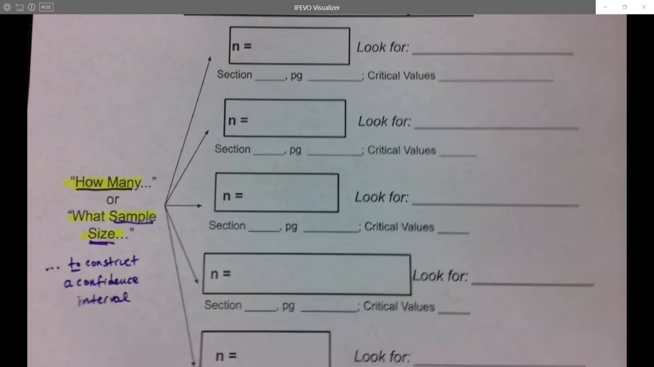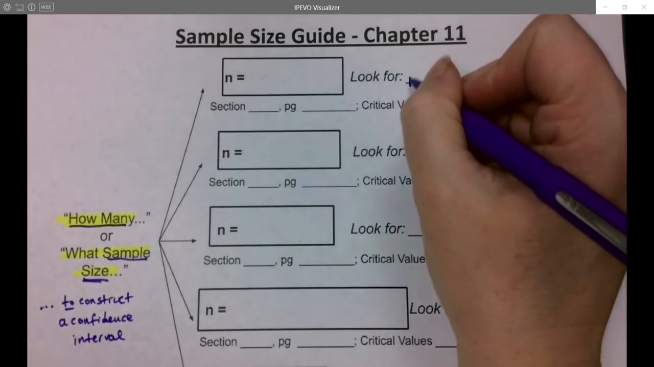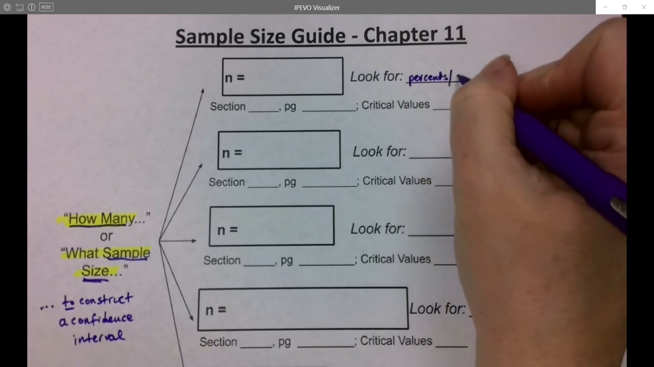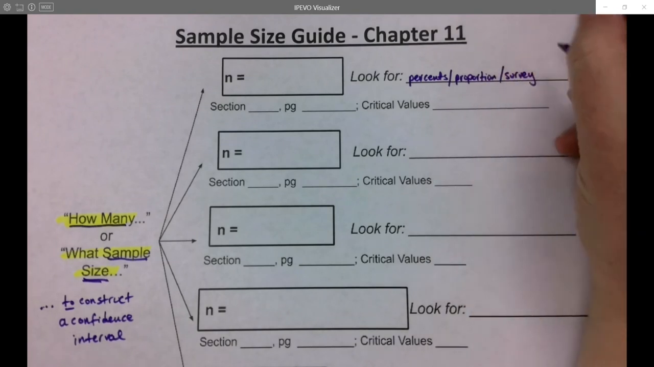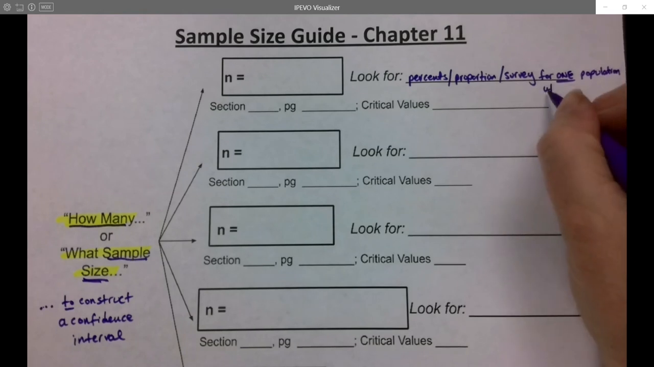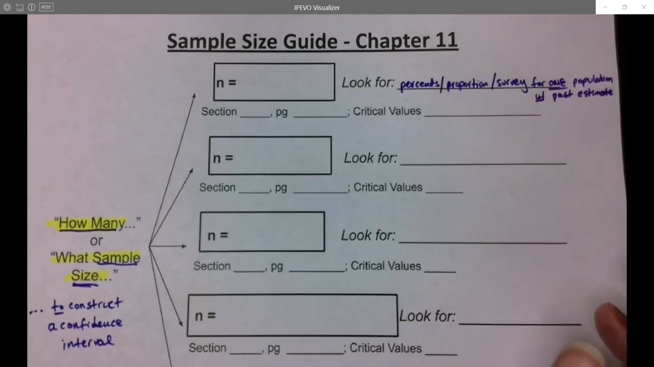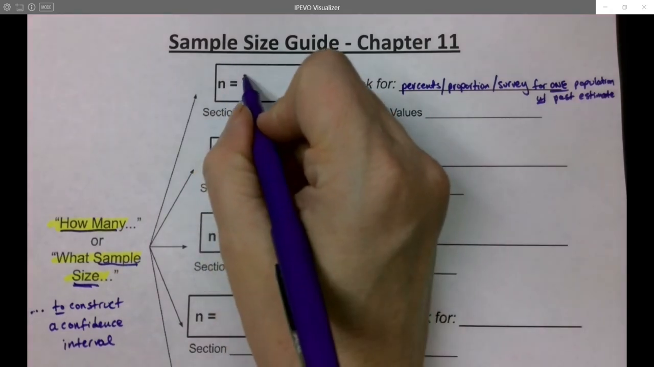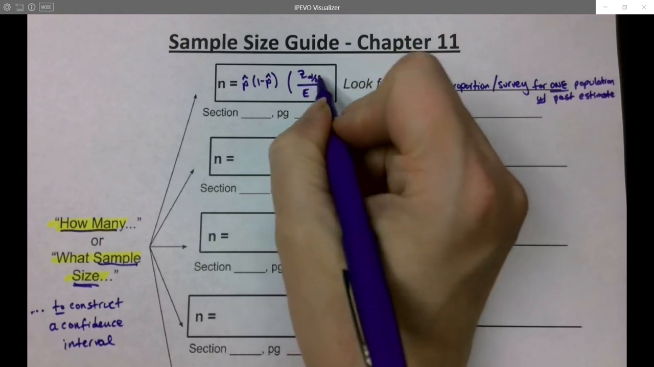Now, we've learned several formulas, almost all of them having to do with proportions, to be perfectly honest. So for this one up here, you're going to look for percents, proportions, survey. It's for one proportion, for one population or group with a past estimate. So you have something from the past, some guess from before. That would be p hat times 1 minus p hat, times z alpha over 2, over the error, squared.